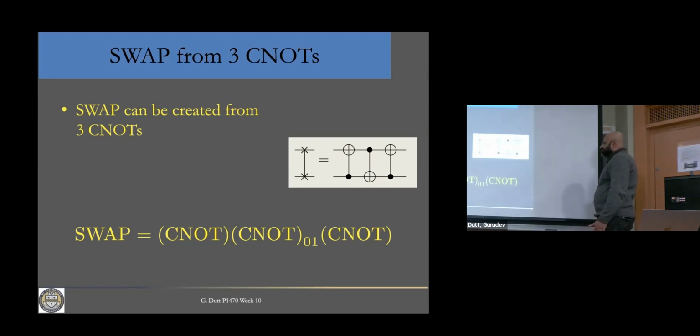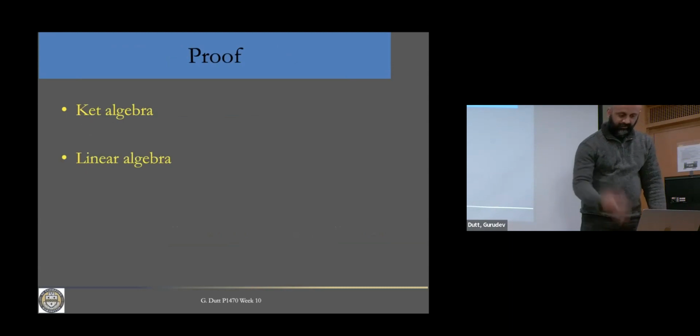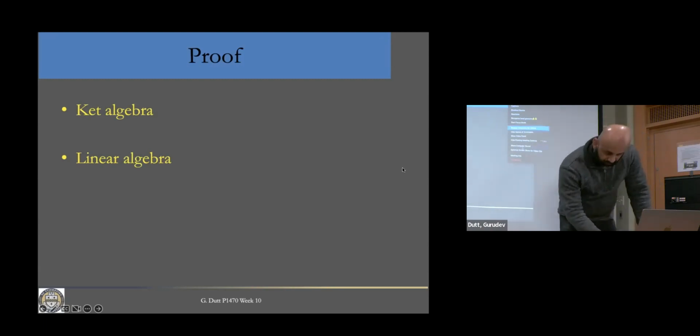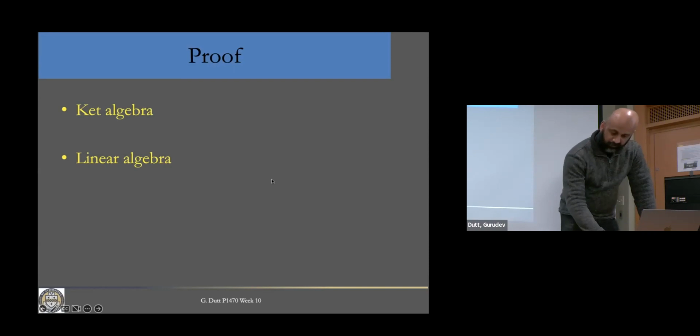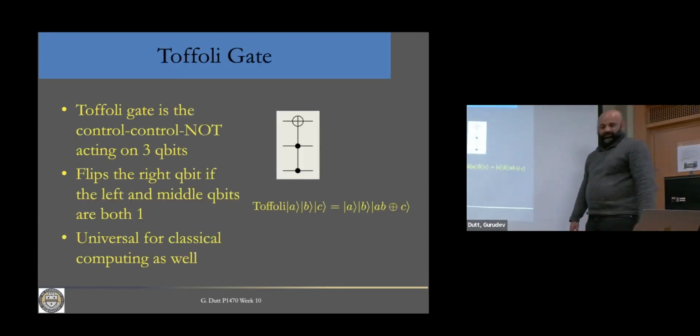Yeah, that proves this identity here. Okay, we just did it with so-called Ket algebra, and you can do it with linear algebra by simply taking the matrices and multiplying them. So I won't do that. It's worthwhile doing it.